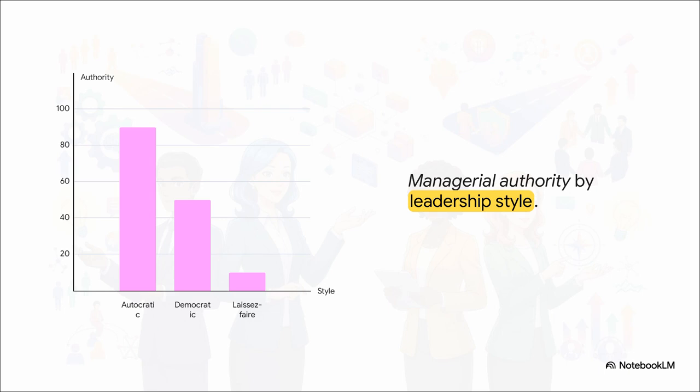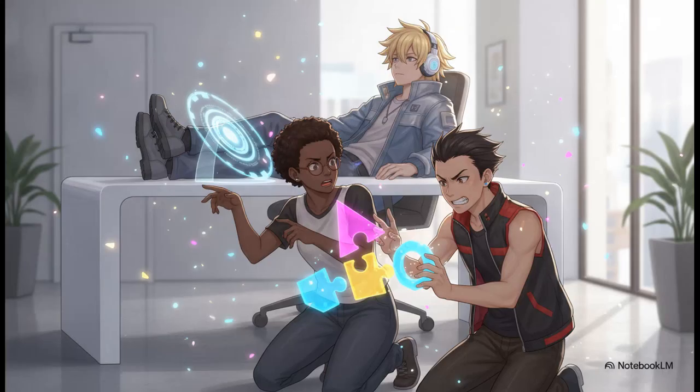It reveals a really stark shift. On one end, the autocratic style shows maximum managerial authority and minimum group freedom. Right in the middle, the democratic style shows a balanced, shared authority. But on the far end is our third style, laissez-faire, where managerial authority completely drops off and group freedom absolutely maxes out. Now, let's unpack that laissez-faire style for a second.